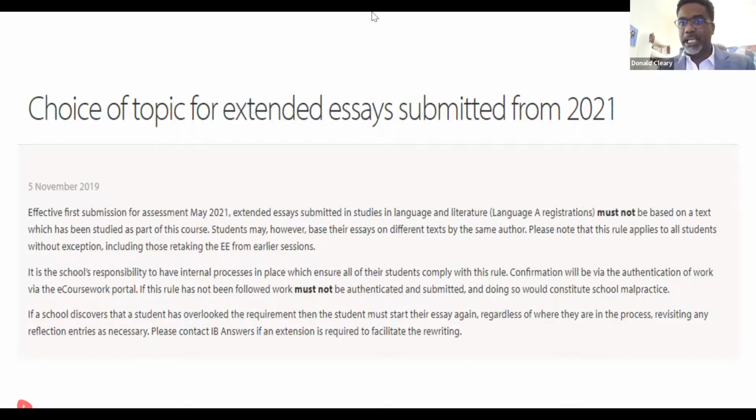Can it be done? Yes. Is it risky? Yes. And I'll tell you why it's risky. It's risky simply because there is a chance that the material is not deep enough for critical analysis, or there is not strong secondary sources that the student can use. And those things are important for criterion B, knowledge and understanding, and criterion C, critical thinking. So that's why I would say no.